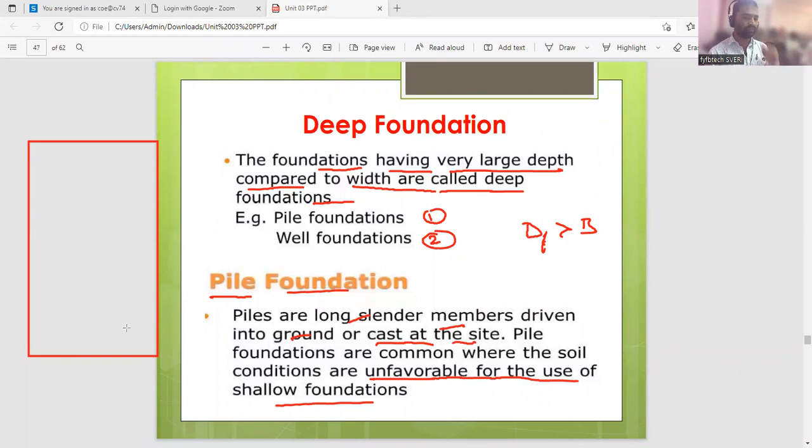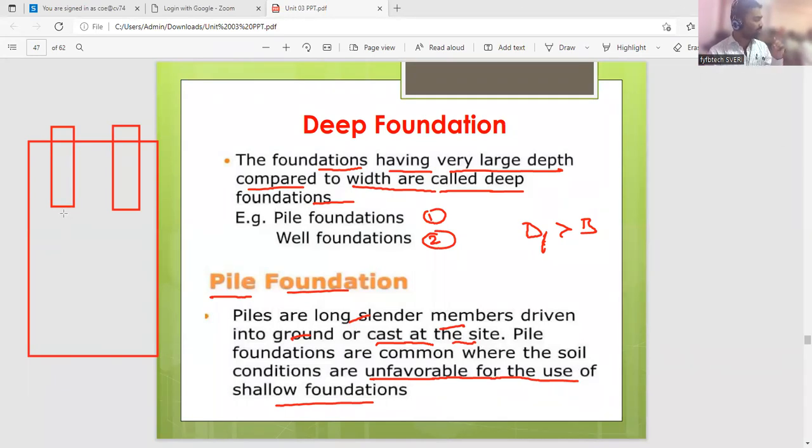The soil is very weak. In that case, isolated footing is very difficult to provide, because the soil is compressible. In that case, what you have to do is provide the pile foundation.